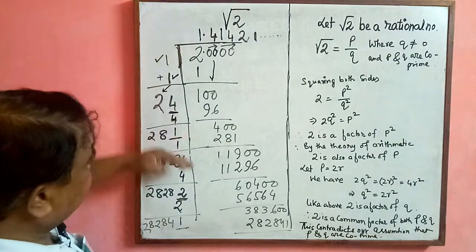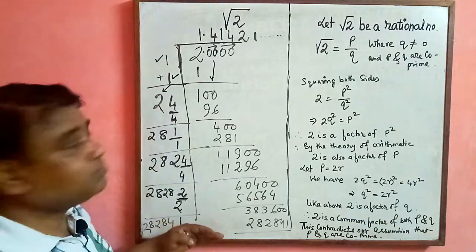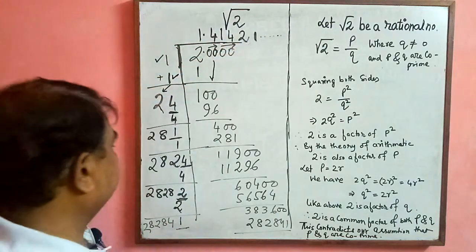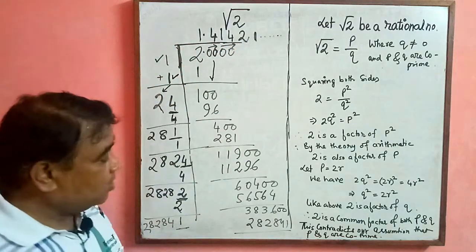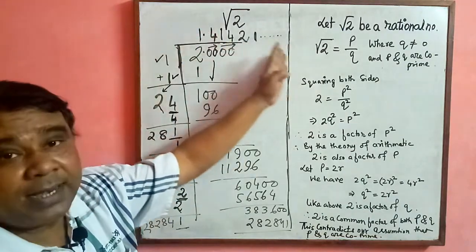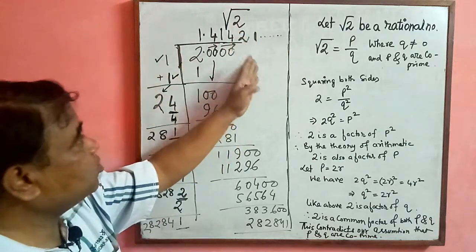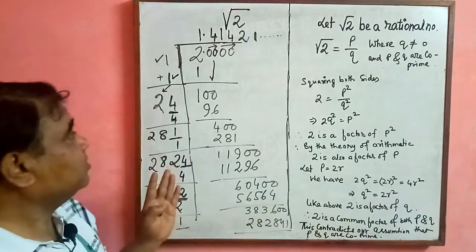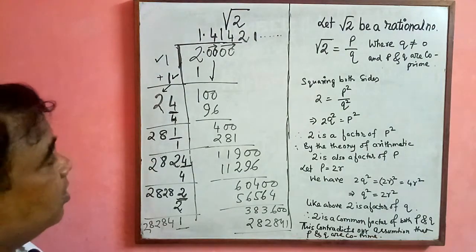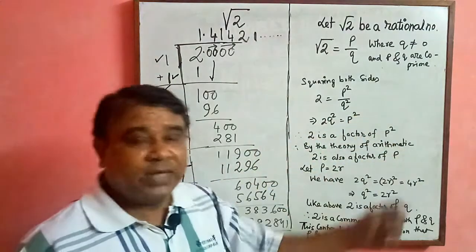If we proceed this way, you see it is 1.41421, and it is non-terminating and even non-recurring. Since it is non-terminating, non-recurring, root 2 is an irrational number. If we want to prove it this way also, we can prove.